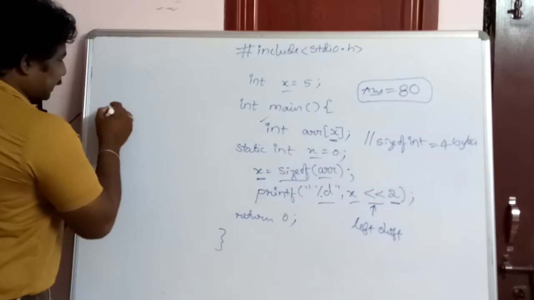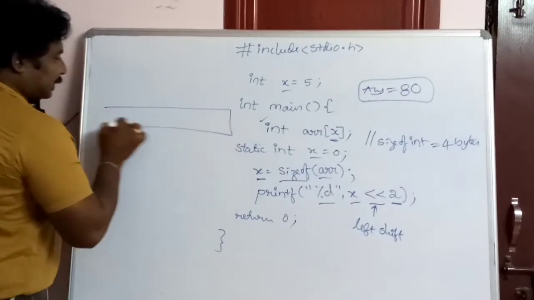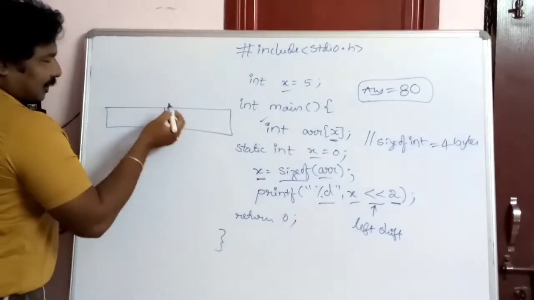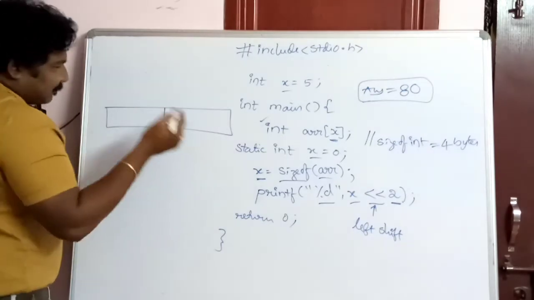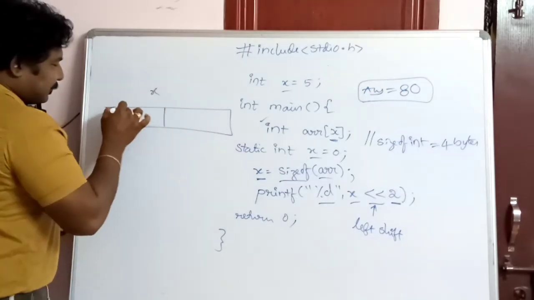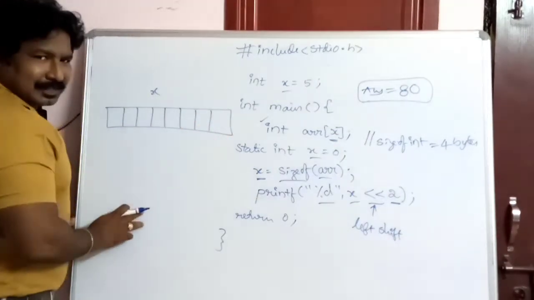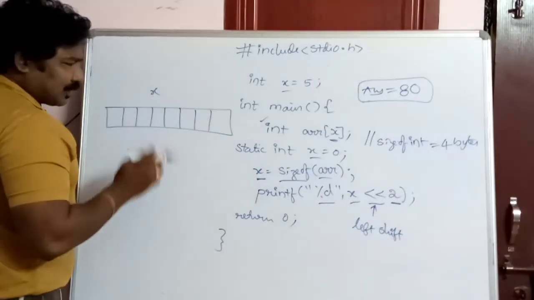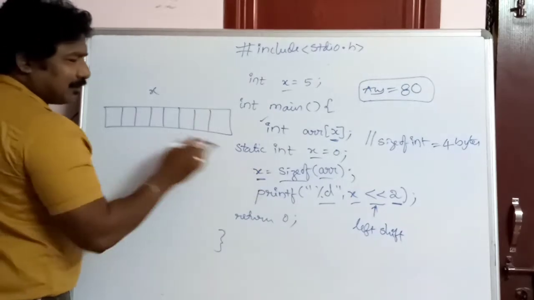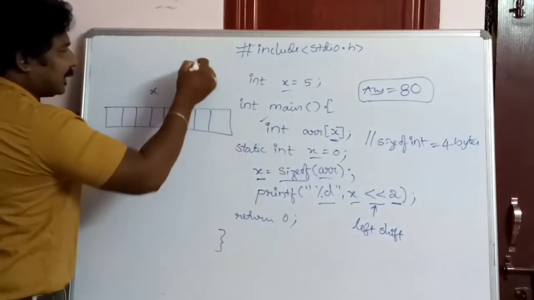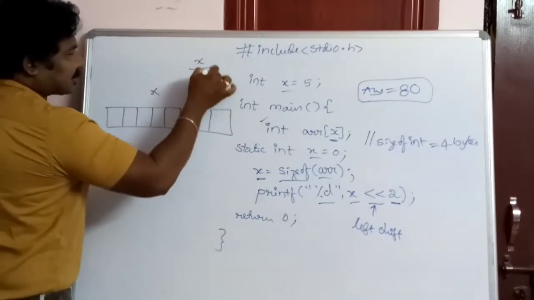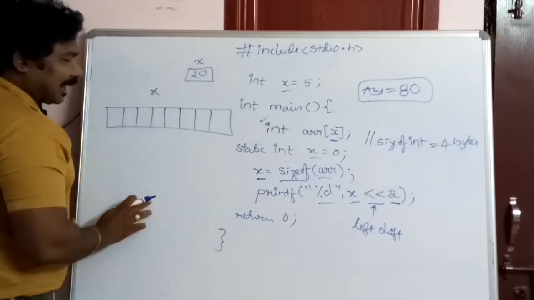Just look at this. For example, this is the total 8-bit register, something like an X value. I am storing this X as a byte, that means an 8-bit value. The X value is given as 20. So what is the value of 20 in binary?